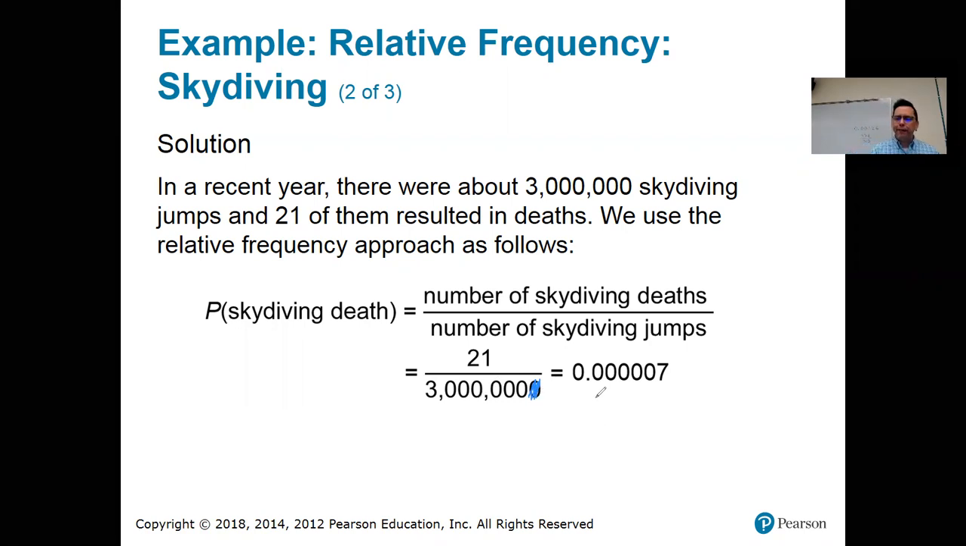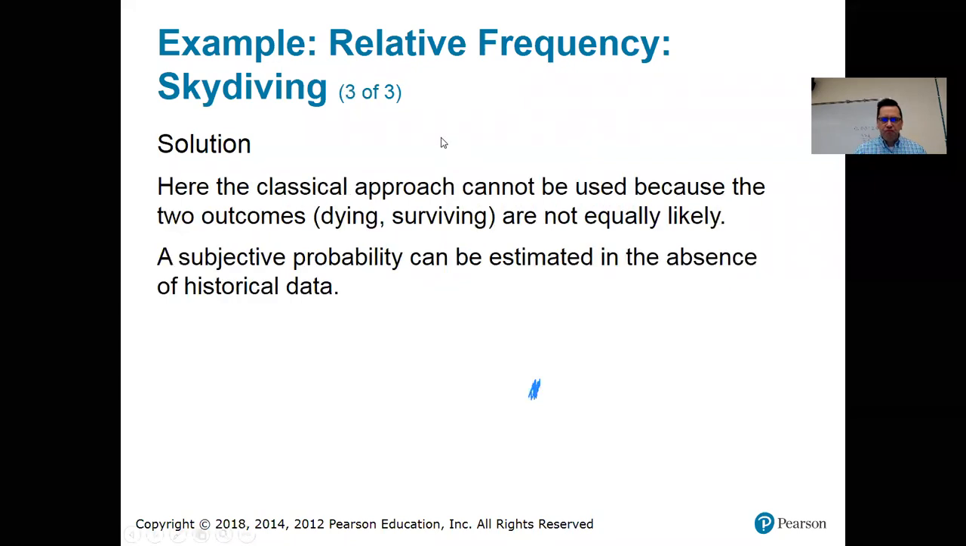I would not leave that as a fraction. I would write that as a decimal, 0.000007. That's good enough for me. I'm not going skydiving, right? Okay. Can't use the classical approach because I don't know what the equally likely outcomes would be. Or you might just hear people say, oh, there's a 1 in 1,000,000 chance. All right. And what they're saying really is just that it's extremely, extremely unlikely.